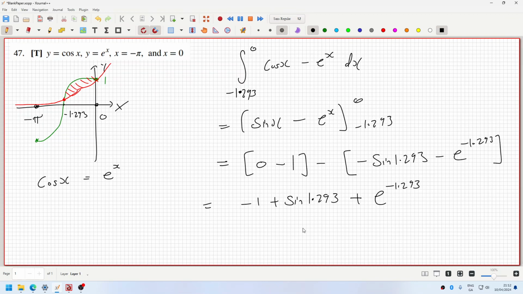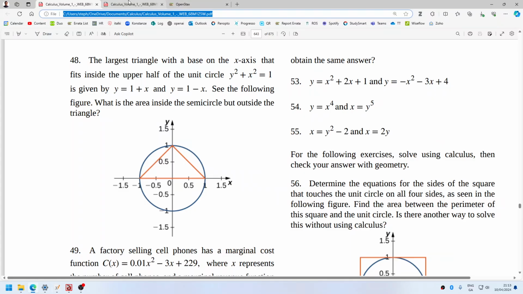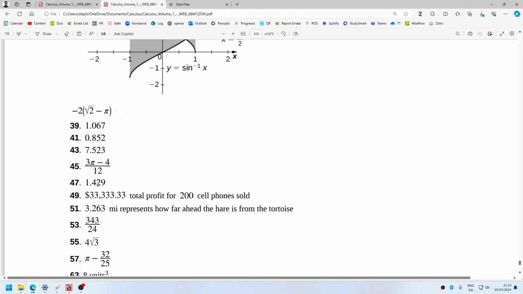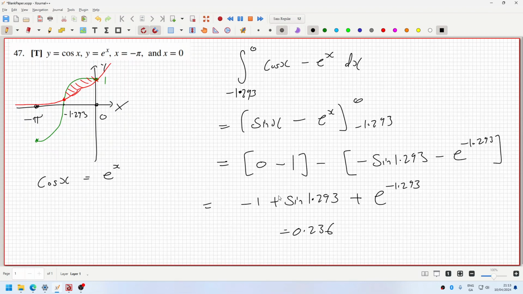Close to 1, I think. Oh, less than I thought. 0.236. 0.429. Must have just got something wrong with my signs.